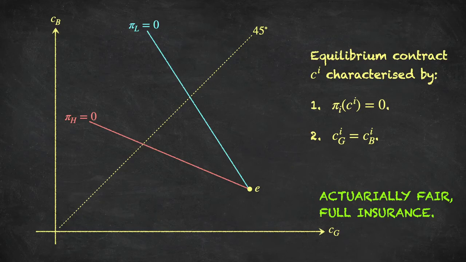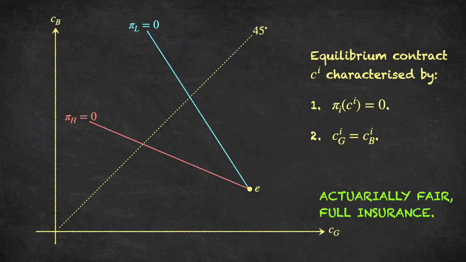So let's go over the basic characterization of a competitive equilibrium set of contracts when there is perfect information in this simple insurance market. Well, we showed that two conditions must be satisfied. First of all, both contracts must earn zero expected profit. So graphically, the contract for high-risk types is somewhere along this red line, and the contract for low-risk types is somewhere along the light blue line.